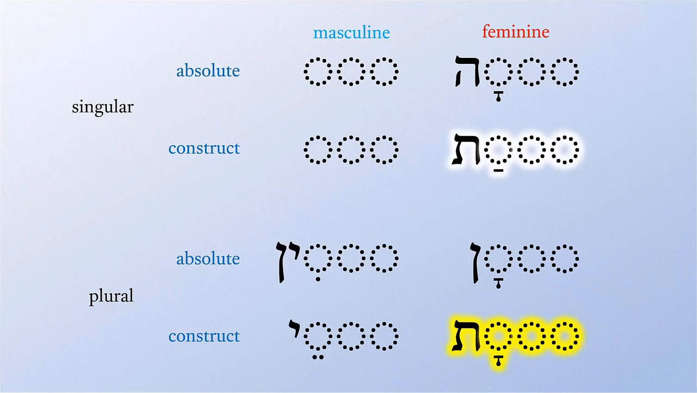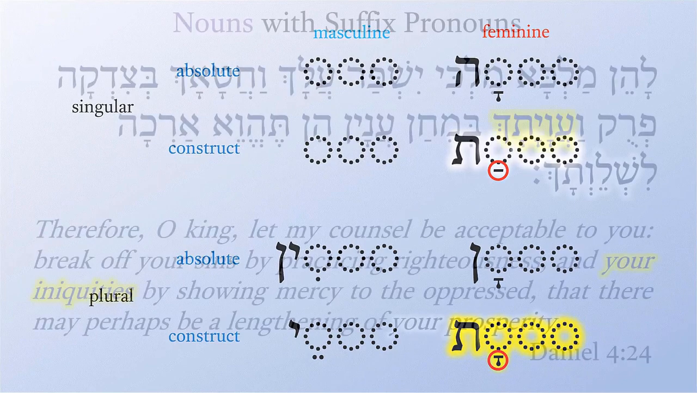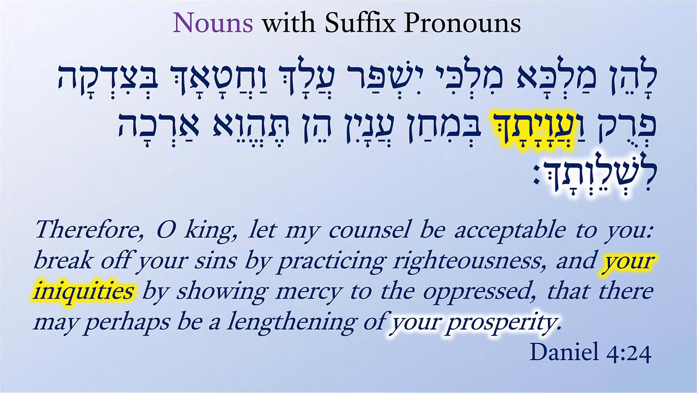We're interested in the feminine singular construct and the feminine plural construct. Note that both of them have a tav ending, but they have different vowels preceding that tav: the patach in the case of the feminine singular construct and the qamets in the case of the feminine plural construct. So let's look at Daniel 4:24 to show how we really can depend on this vowel difference to determine the proper number of that feminine noun that has the qamets-hey ending.